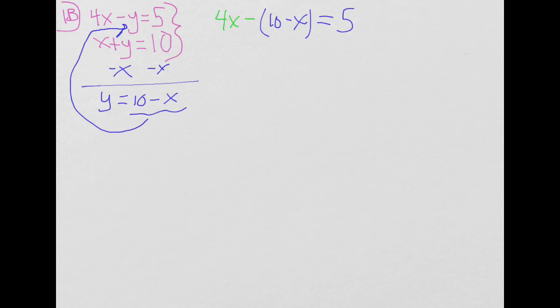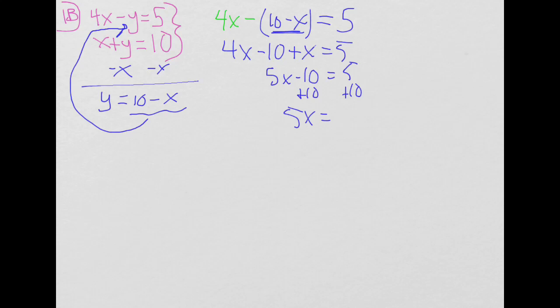So let's then distribute that negative sign, which is basically saying, looking inside those parentheses, I need to change the sign on both of those. So I'm going to get 4x minus 10 plus x equals 5. Combine like terms, 5x minus 10 equals 5. Add 10 to both sides. 5x equals 10 plus 5 is 15. And finally, divide by 5 on both sides. x equals 15 divided by 5 is 3.